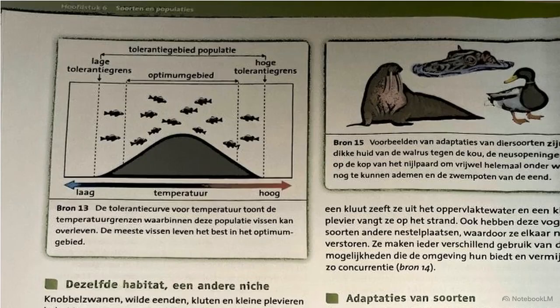Moving from math to environment, every species survives within a specific Tolerantia curve, or tolerance curve. The peak of the curve is the optimum gebied, where the population is most successful. The outer edges are the Tolerantia grenzen. Past these limits, survival is impossible.